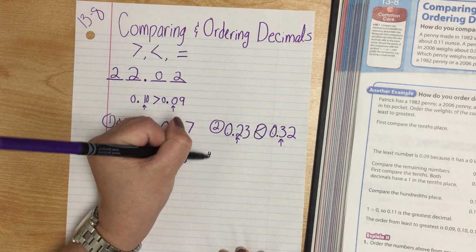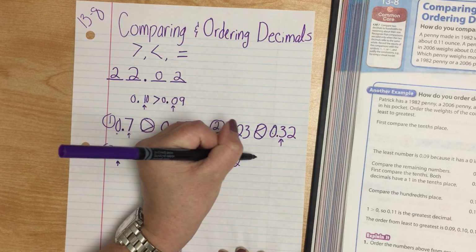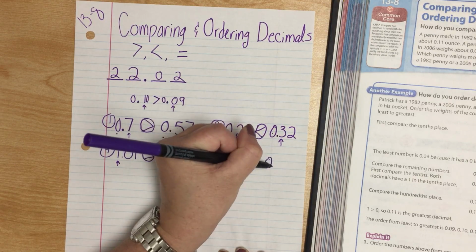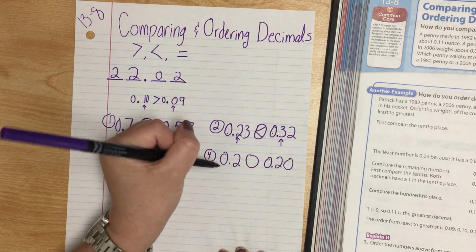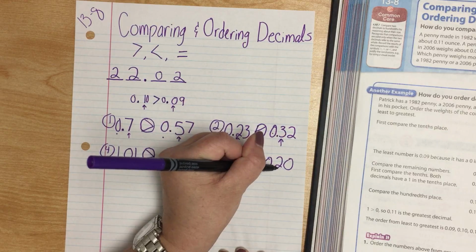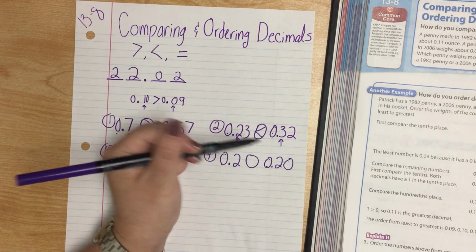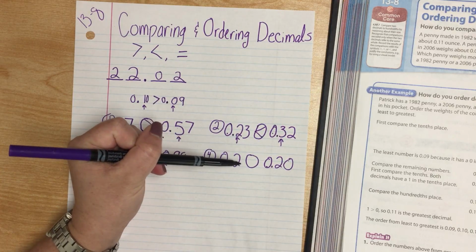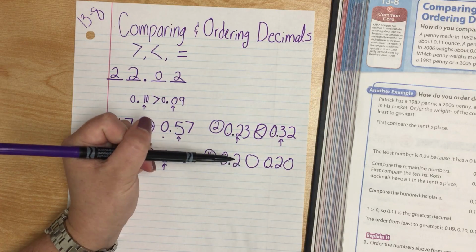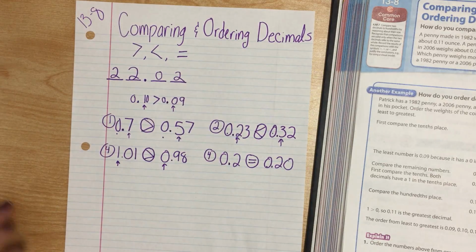And then for number 4. 0.2 and 0.20. Okay, 0, 0. After my decimal, 2, 2. There's nothing here, but there's a 0 here. But what is supposed to be here in my mind? The 0. So these are equal. They are equal to each other.